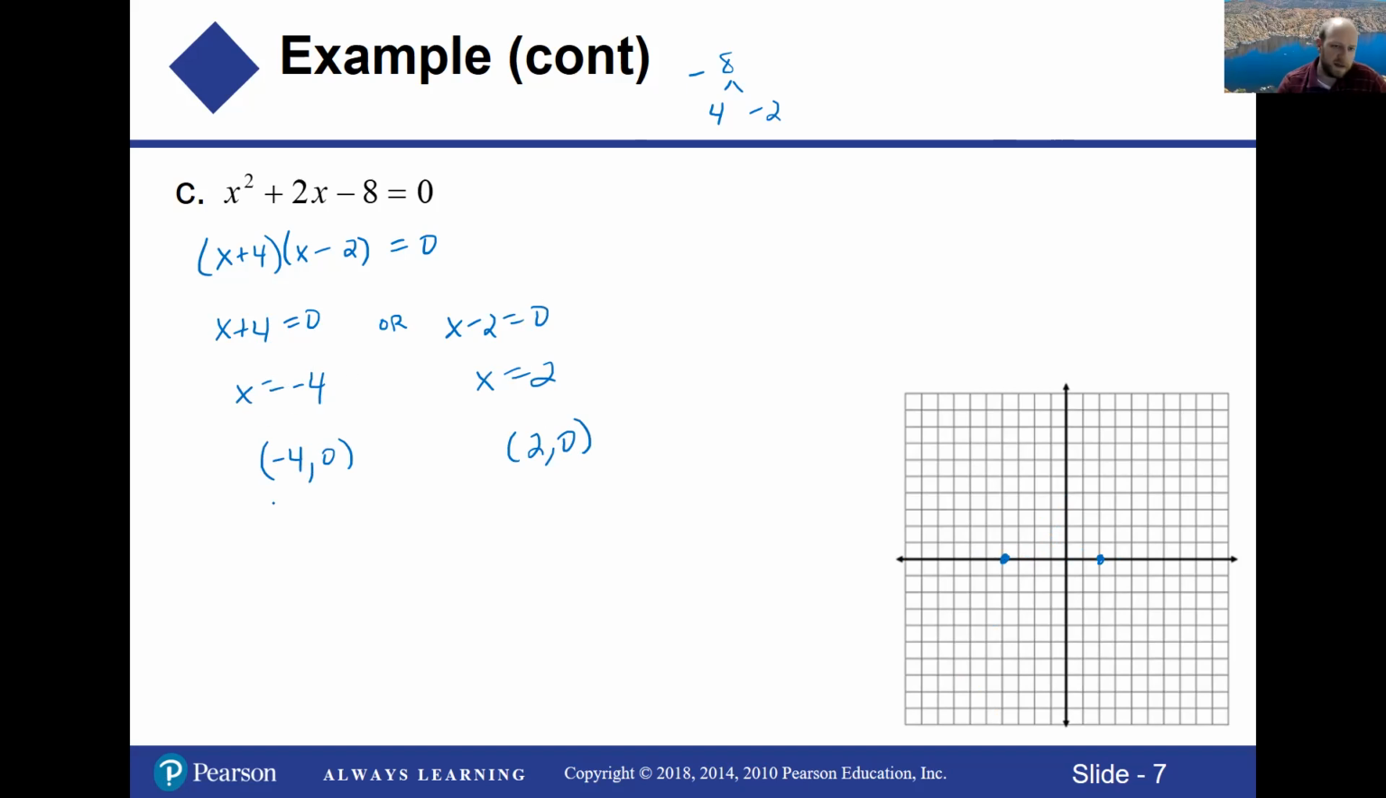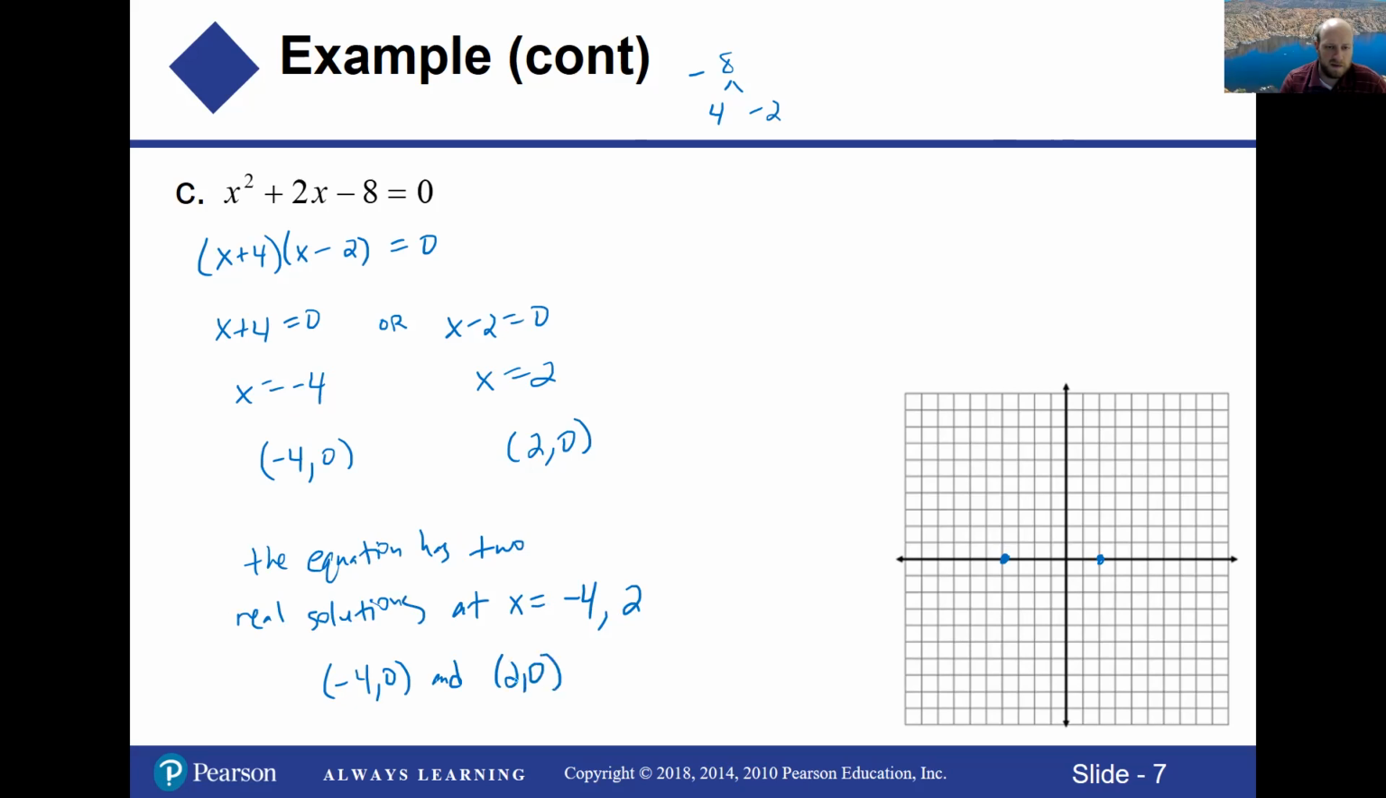And what we're going to do here, well, let me just state here that the quadratic, or parabola, has 2 real solutions. That's what this means, okay? When we solve it and we get x values that work, at x equals -4 and x equals 2. Again, you could say that that's -4, 0, and 2, 0.